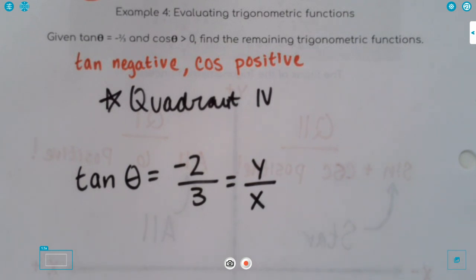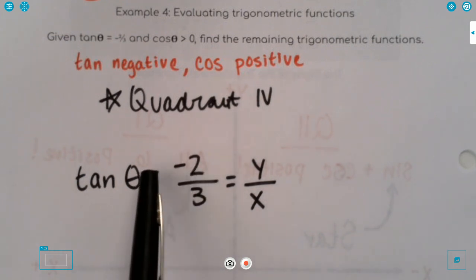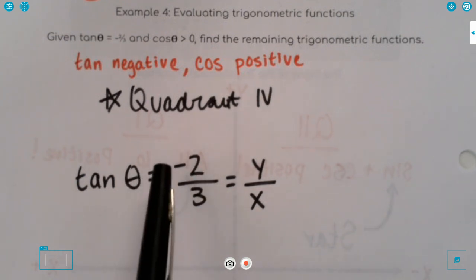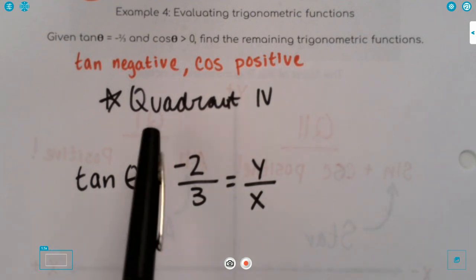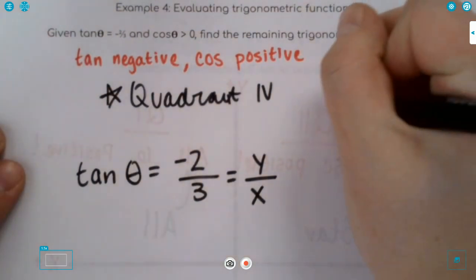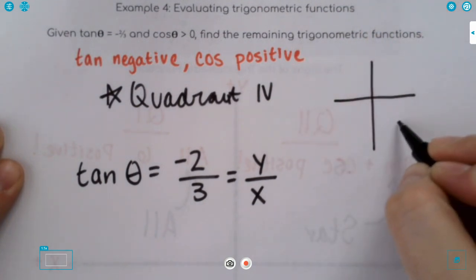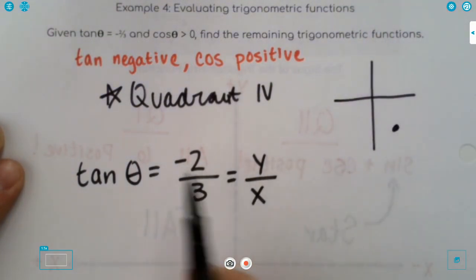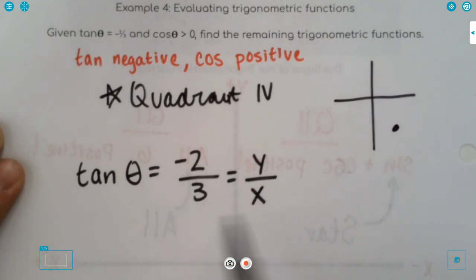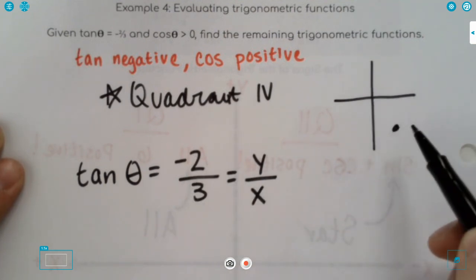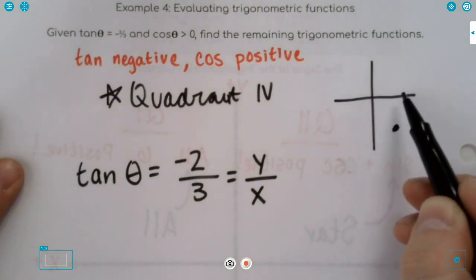Okay, so this, what we're about to talk about, is probably the trickiest little teeny tiny piece, and that is figuring out whether it's the y or the x that is positive and whether it's the y or the x that's negative. Because negative 2 over 3 could mean negative 2 over positive 3, but it could also mean positive 2 over negative 3. So that's why we have to know we're in quadrant 4. So if we think about being in quadrant 4, we're down here. My y is negative, my x is positive, because I go over and down.